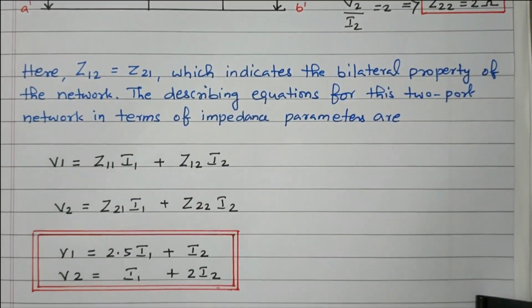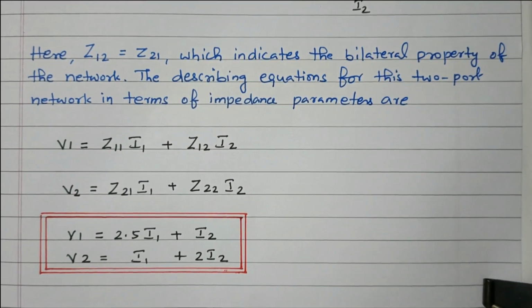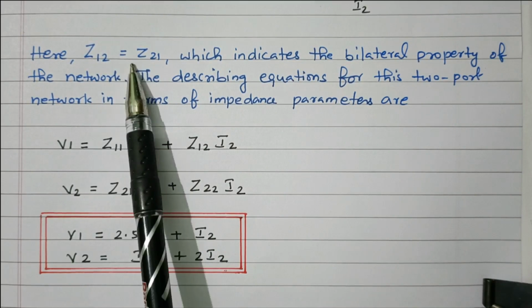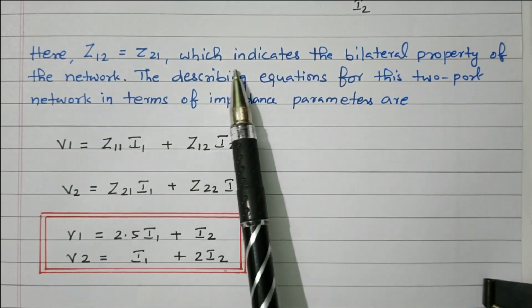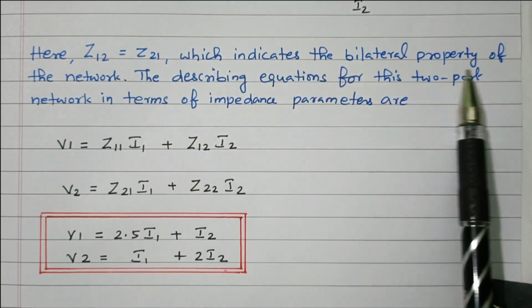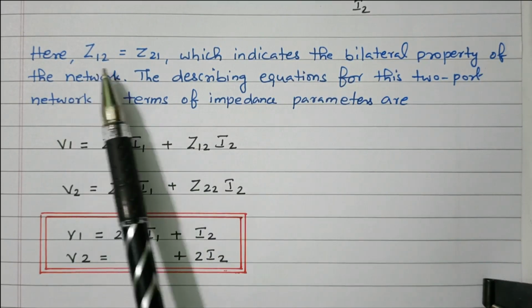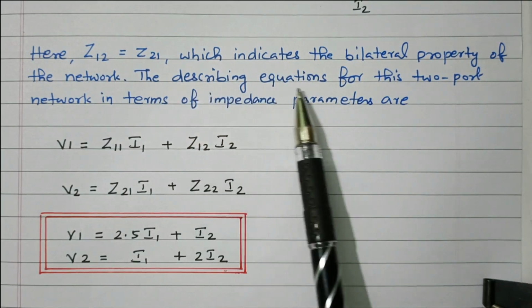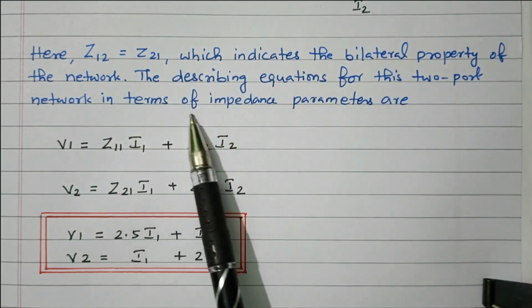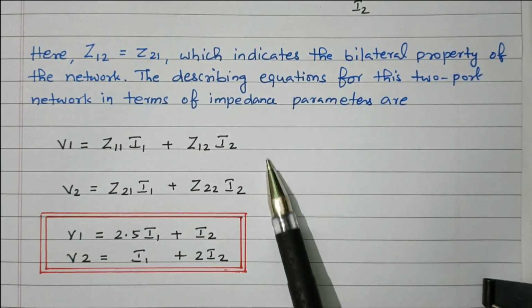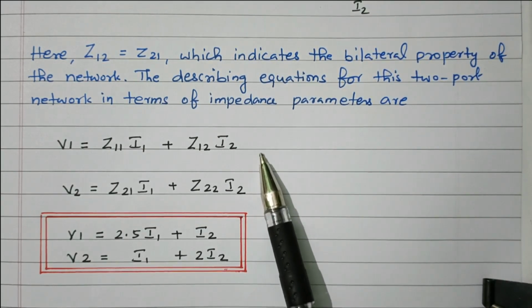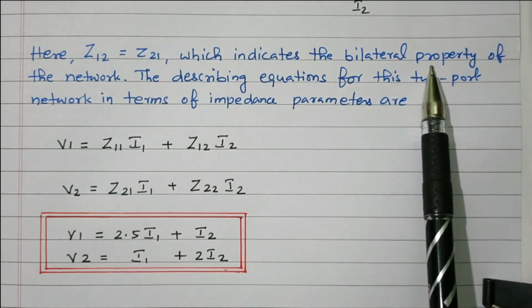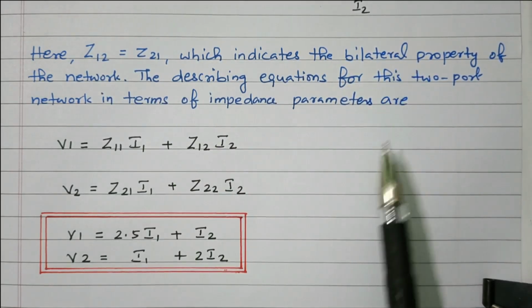So we can go for the general equation and general conclusion. Here Z12 is equal to Z21, both are 1 ohm, which indicates the bilateral property of the network. Because both are equal, this is a bilateral property. The given network is bilateral.